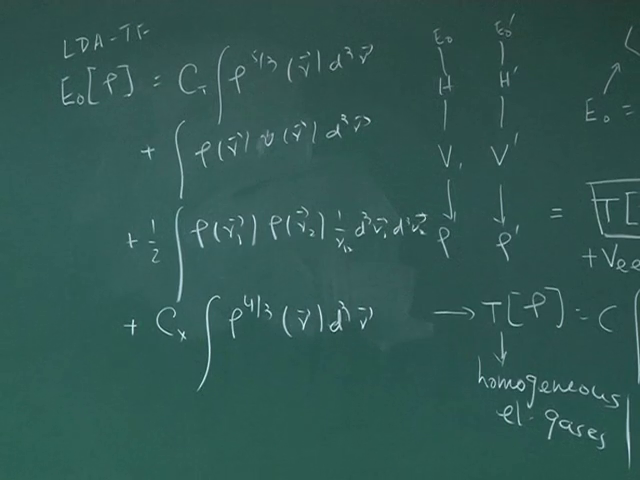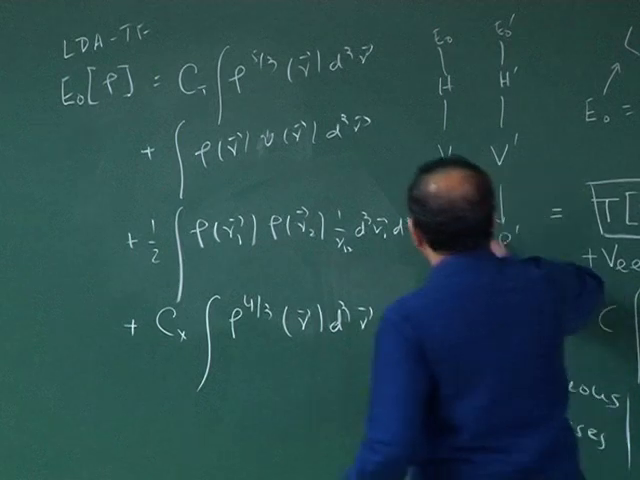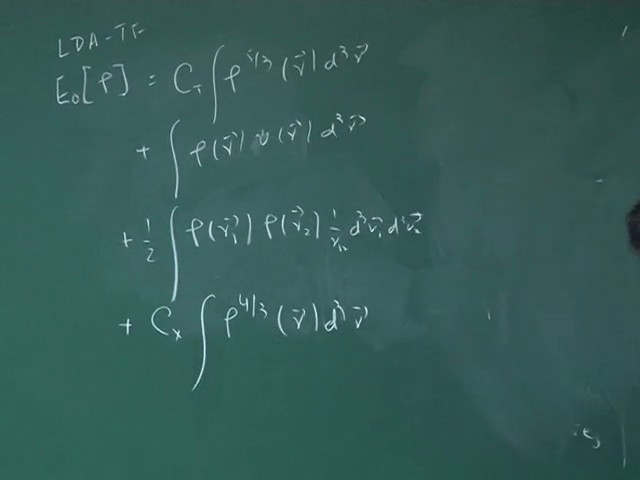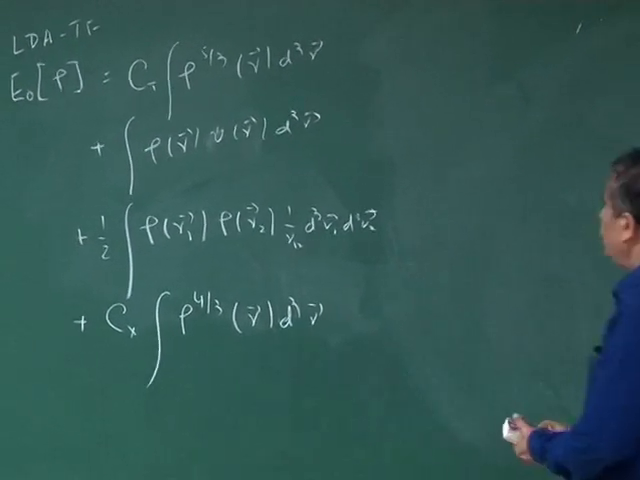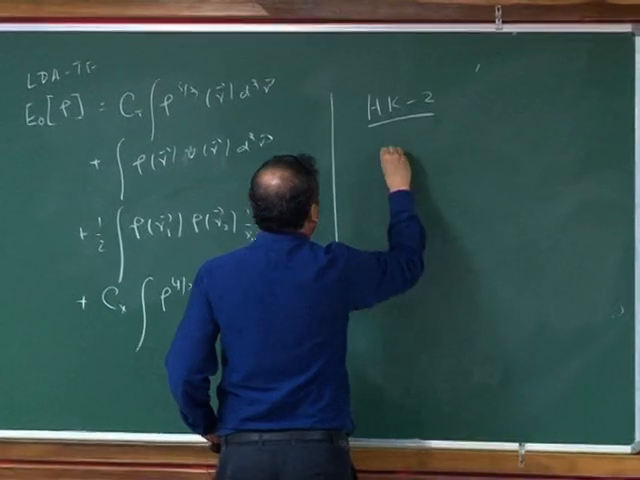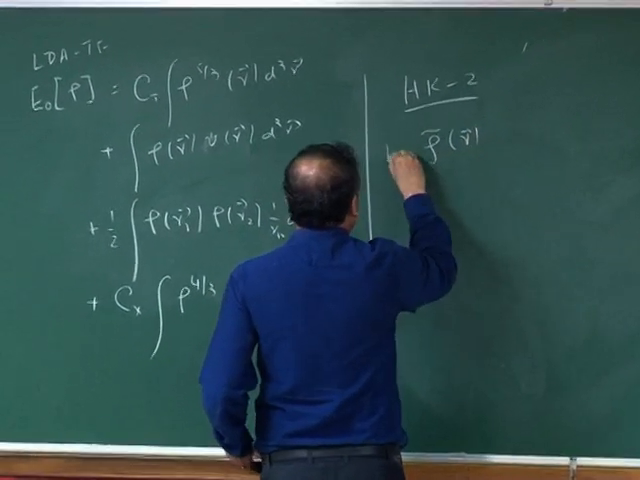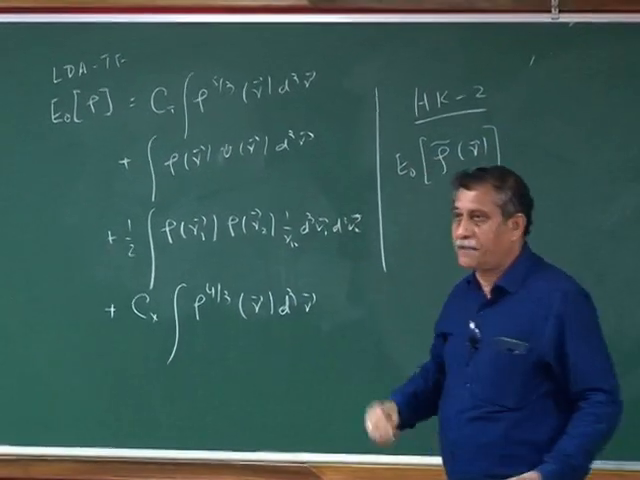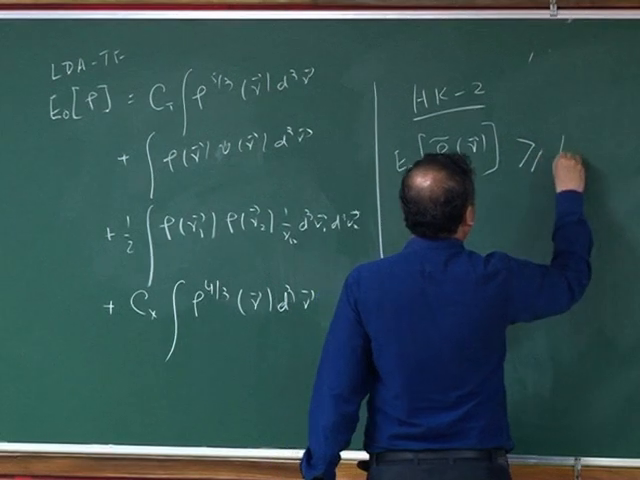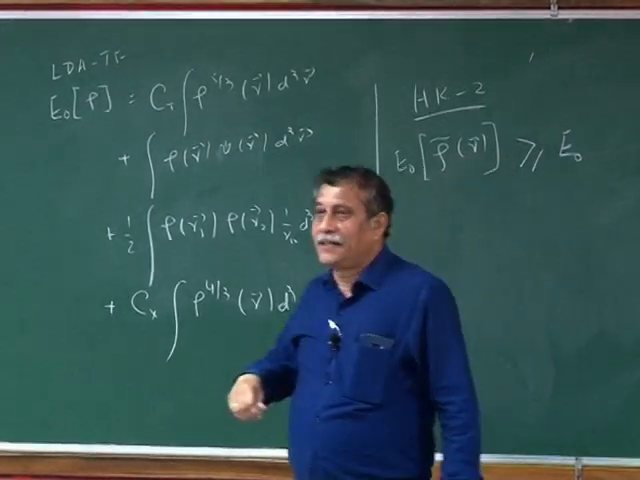How do I do that? For that, there is the second Hohenberg-Kohn theorem. Yesterday I mentioned HK1. The second Hohenberg-Kohn theorem is actually quite easy. So let me just write down HK2, which became the basis of the beginning of practical DFT. HK2 says that if I have an arbitrary density rho of r, and I calculate E0 as a functional of rho of r, whatever is my functional, then this quantity is always going to be greater than or equal to the exact ground state energy.